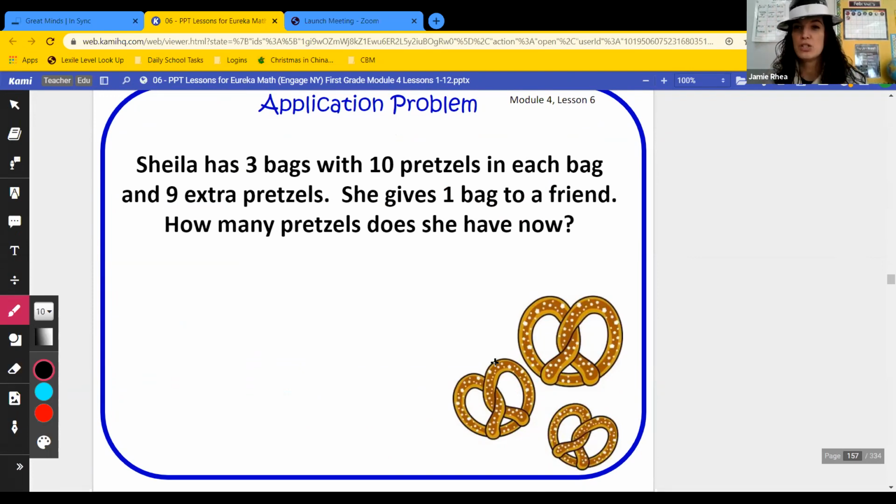She knows that she needs to read the entire problem, because if we don't read the entire problem, we don't know how to solve it. Okay, so let's read. Sheila has 3 bags with 10 pretzels in each bag and 9 extra pretzels. She gives 1 bag to a friend. How many pretzels does she have now?